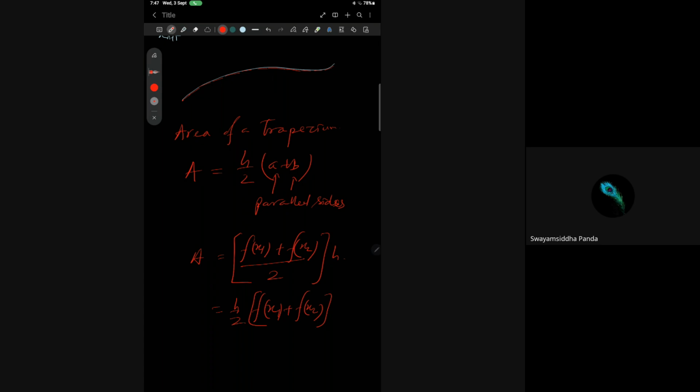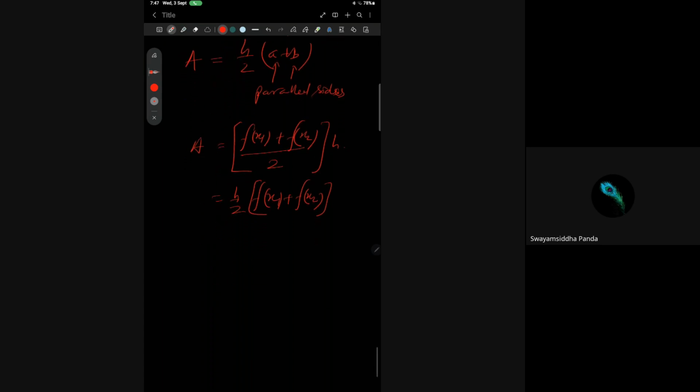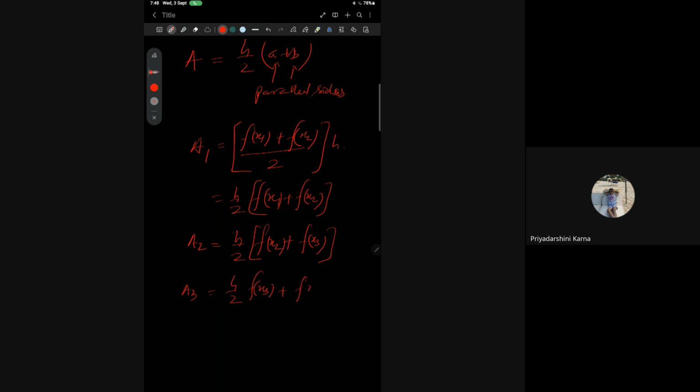Next, a2 would be equal to h by 2 into f of x2 plus f of x3. Is this part clear to all of you? Yes, sir. Clear. Similarly, a3 would be h by 2 into f of x3 plus f of x4.